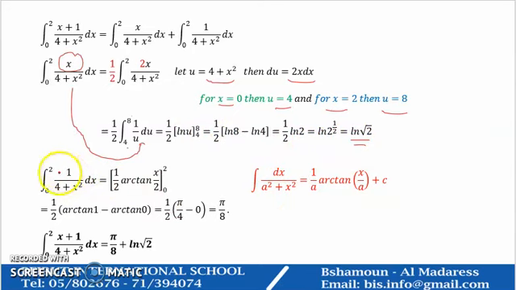And for the second one, we can apply directly the formula. We obtain 1 over 2 arctangent of x over 2 from 0 to 2, and the answer will be pi over 8. Then the correct answer is the integral from 0 to 2 of x plus 1 over 4 plus x squared dx equals pi over 8 plus ln radical 2.